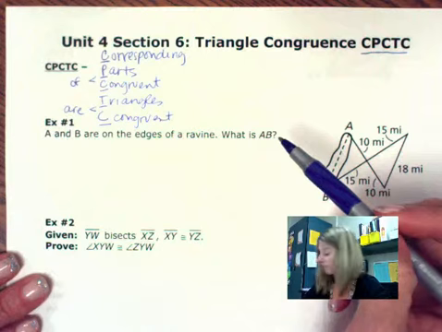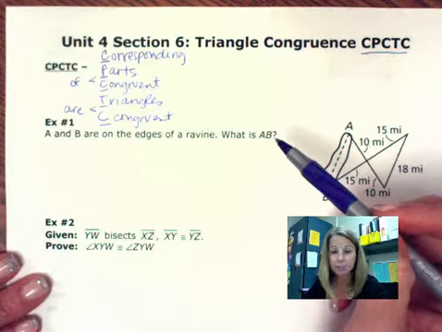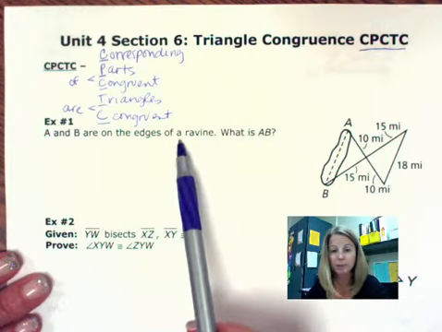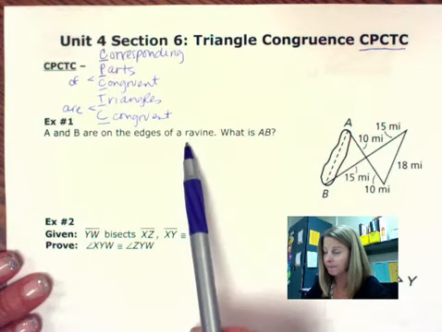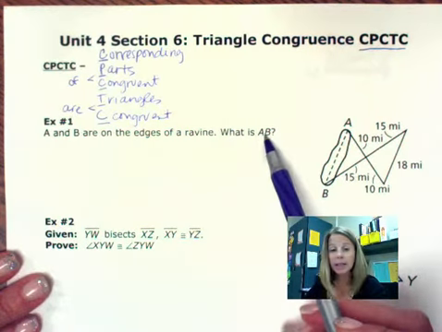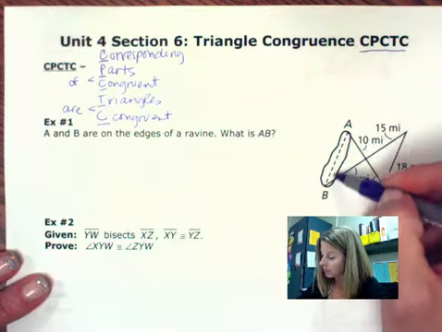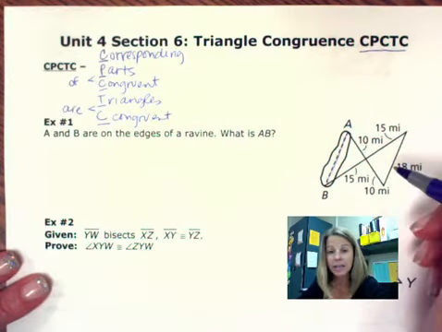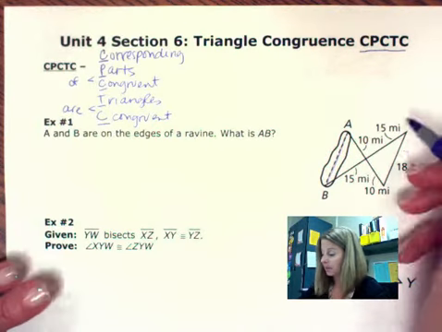So let's jump in here and look at an example. Example 1 says A and B are on the edges of a ravine. A ravine is sort of like a big valley, but something that's really deep with real tall sides. What is the length of AB? So we're trying to figure out the length of AB. I can use congruent triangles to get there.